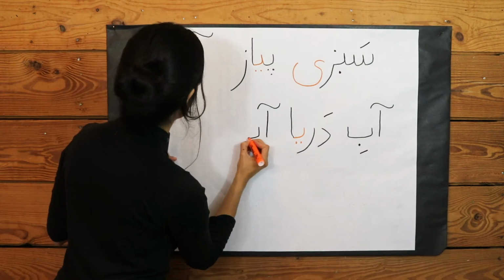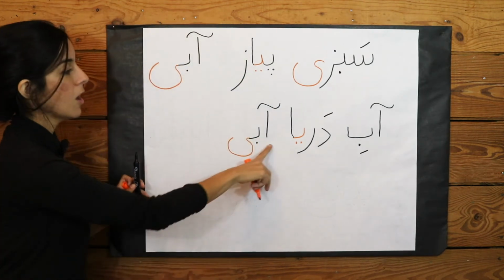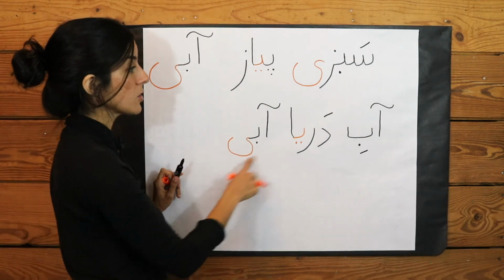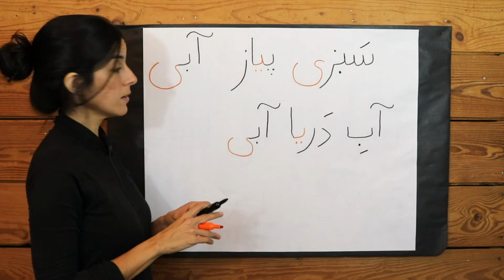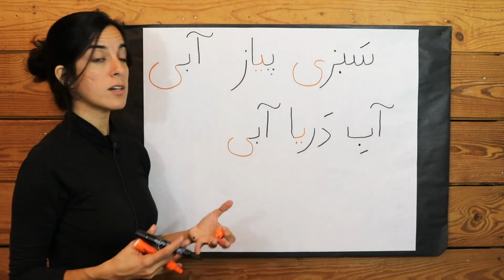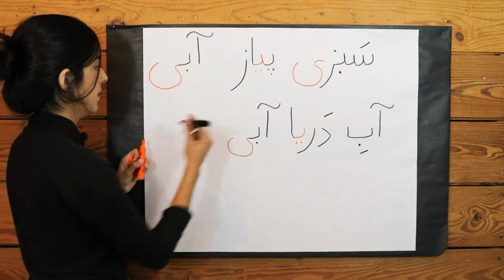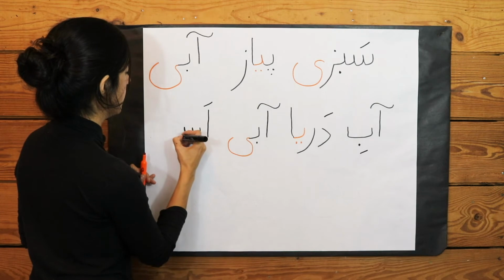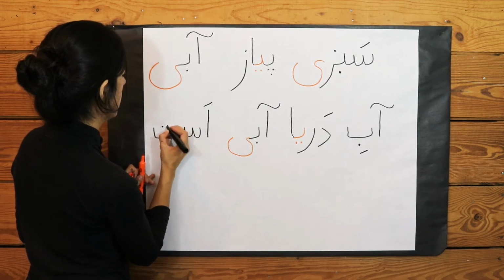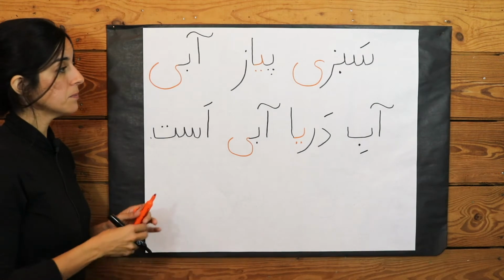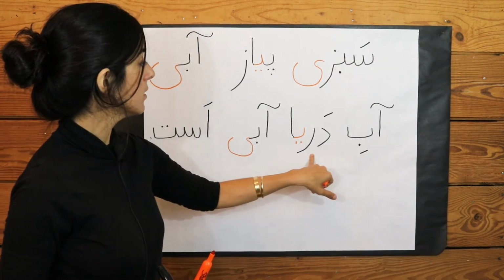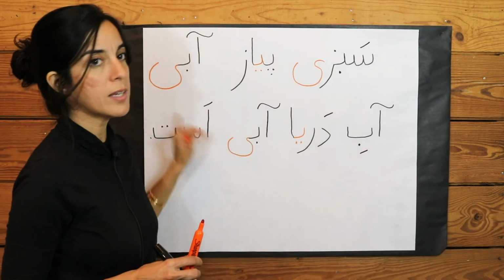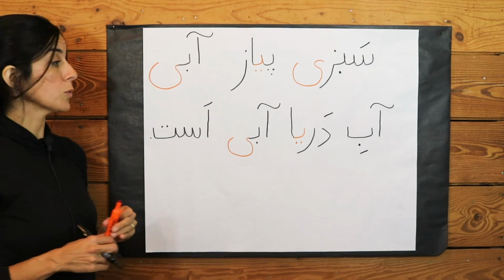This is a word that we've gone over right here, abi. Abi means blue. So abi actually comes from the word ab, which means water. So abi, blue, the color of water. And our last word in this sentence, we've covered in the last two lessons, is asked, is. So Abe darya, abi asked. The water of the ocean, blue is. So the water of the ocean is blue.